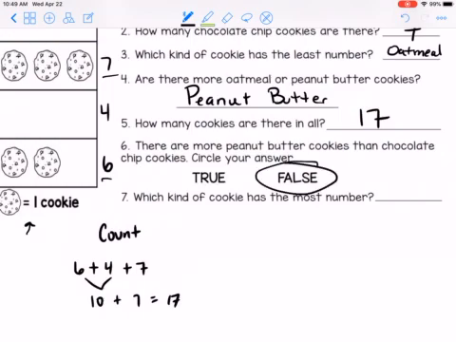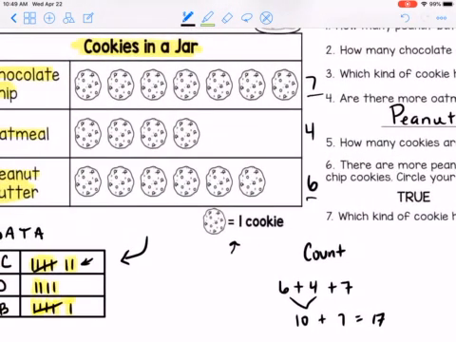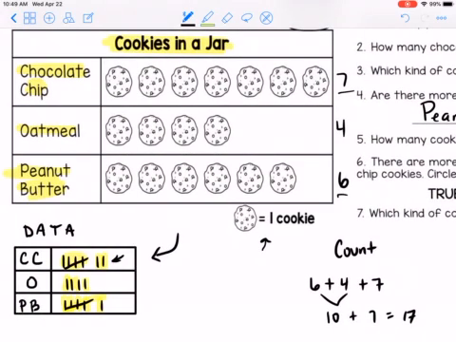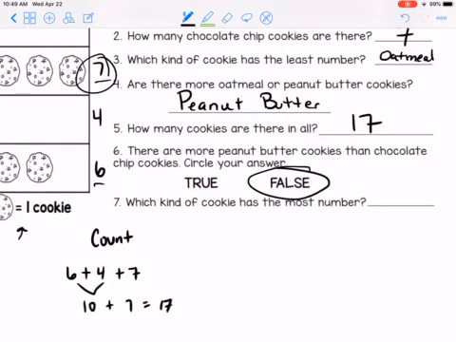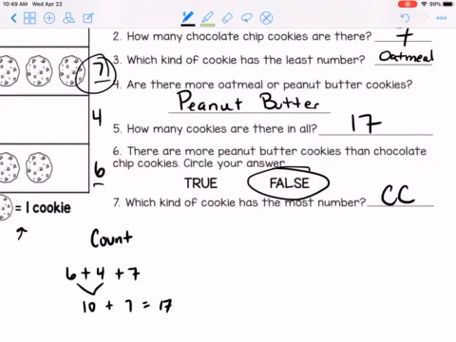And then number 7 says, which kind of cookie has the most number? Which kind of cookie has the most number? Well, chocolate chip has 7, so that is the most. The most is the biggest. So I'm going to put CC for chocolate chip.